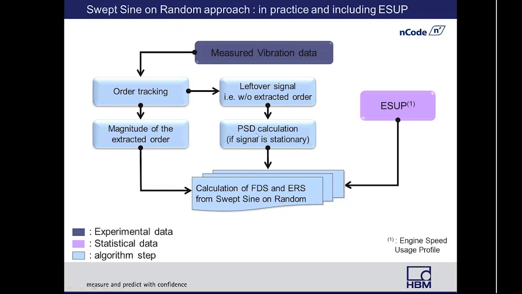So here we've got a swept sine on random, and the FDS can be calculated using the algorithm that we just described. Note that the engine usage profile can be used to scale the duration at various RPM, because we know that the engine will spend that many hours at that RPM range. So we can use this to scale up the FDS for different frequencies.